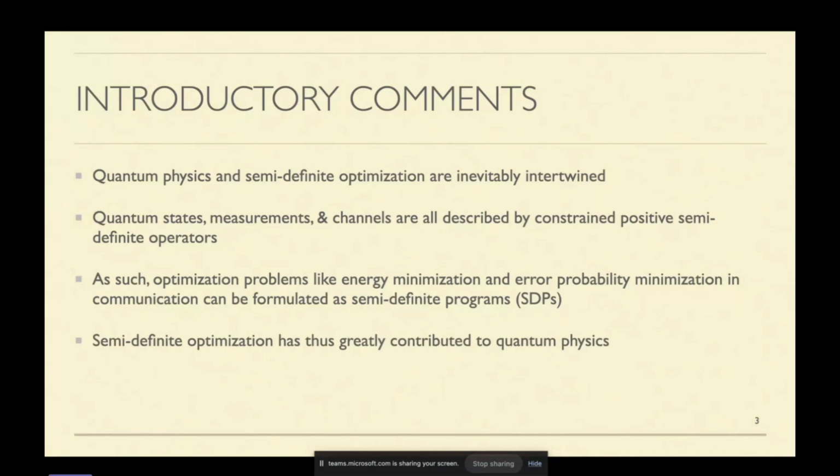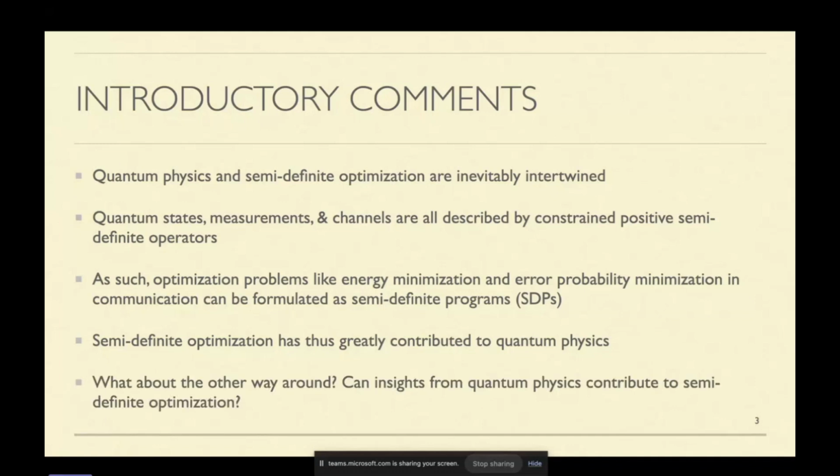And so what's happened is that this theory of semi-definite optimization that was developed as an offshoot of linear programming, linear optimization in the 60s and 70s, mostly by people working in optimization and not intersecting with quantum physics. What has happened is that the findings of those communities have greatly contributed to quantum physics, to the physics community.